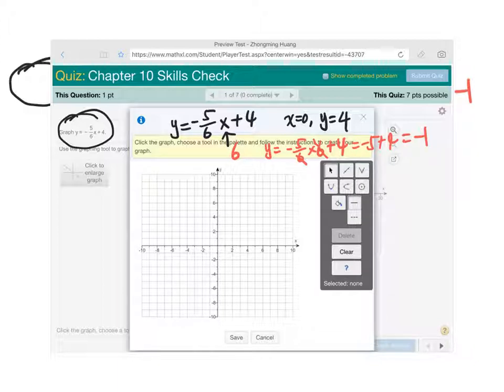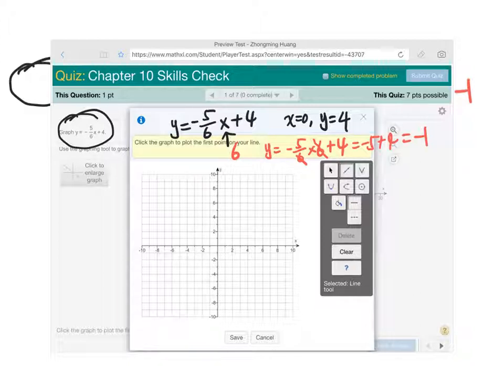And then I can use this line tool to draw. Actually, I need to pick another point first, right? So I'm going to pick another point. Where's my first point? This is my first point. And the second point is 6 and negative 1. So 6 and negative 1, which is right here.